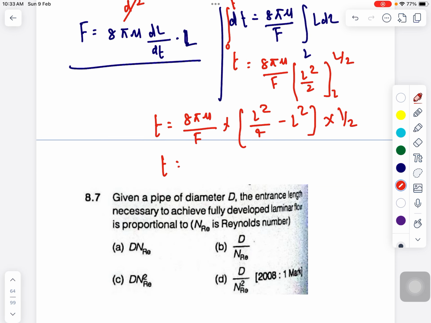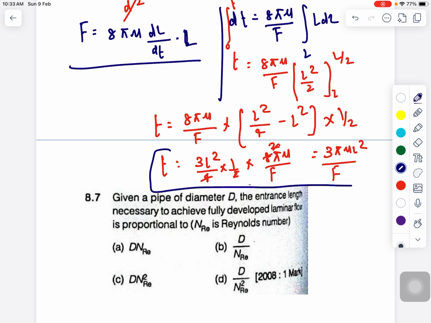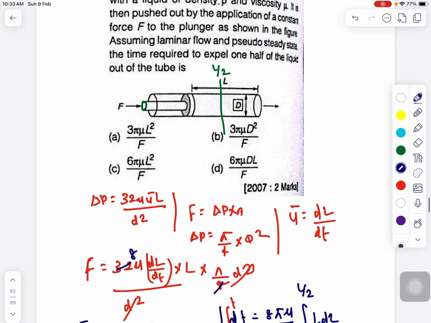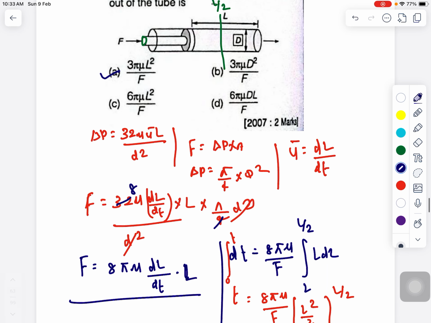So time will be equal to 3 L square by 4 into 1 by 2 into 8 pi μ divided by F, right? So once you cancel these things, that will be equal to 3 pi μ L square divided by F. So the time required will be this one. Okay, so from here you can see 3 pi μ L square divided by F. So option A will be your correct answer.